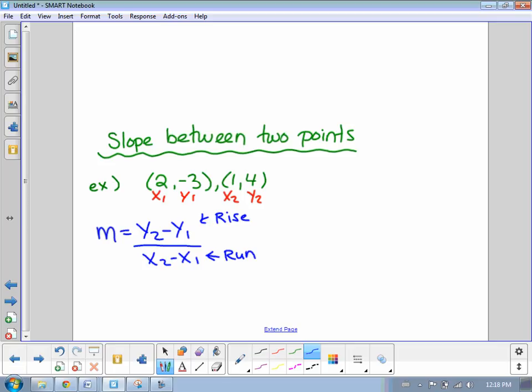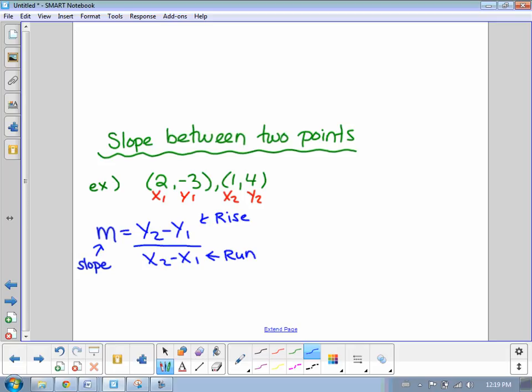This equation will be provided for you, so you don't actually need to memorize it, but we do need to know how to use it. M stands for slope, so that's always the same during this unit. Whenever you see the variable m, it is the variable we are going to choose to use for slope.